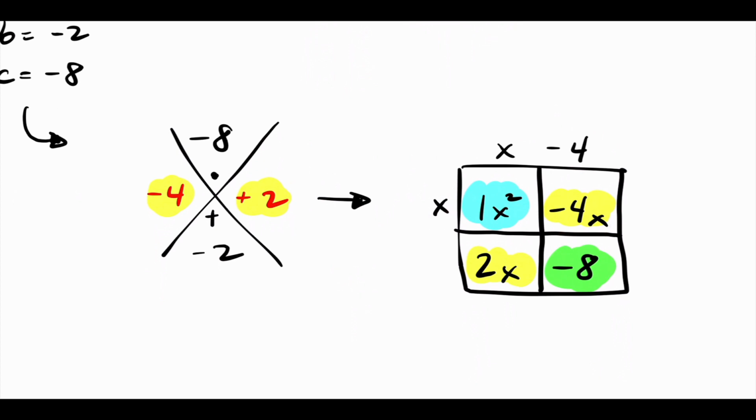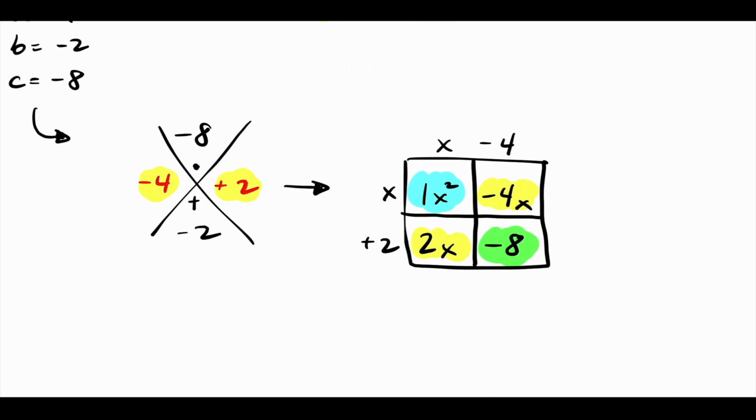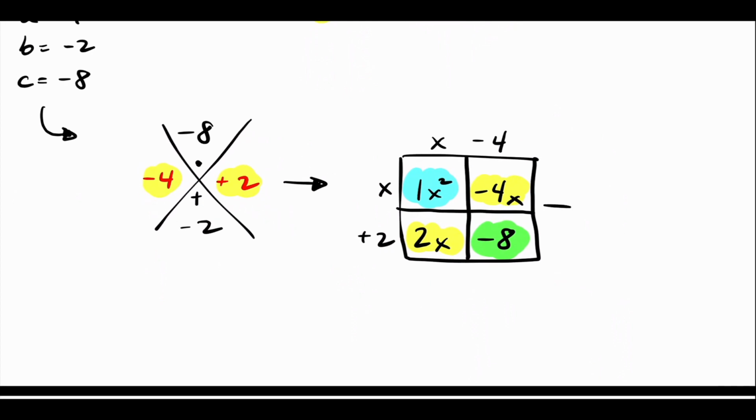Okay, one more. X times something makes +2x. So what do I need on the left? Down here, a +2. How do you know you did that right? Because they should both multiply at the end and make the green. -4 times +2 makes -8. If that works, then you did it right. Everything else works.